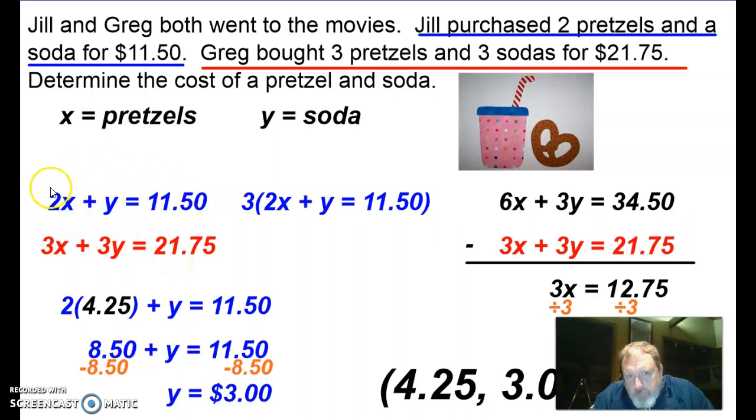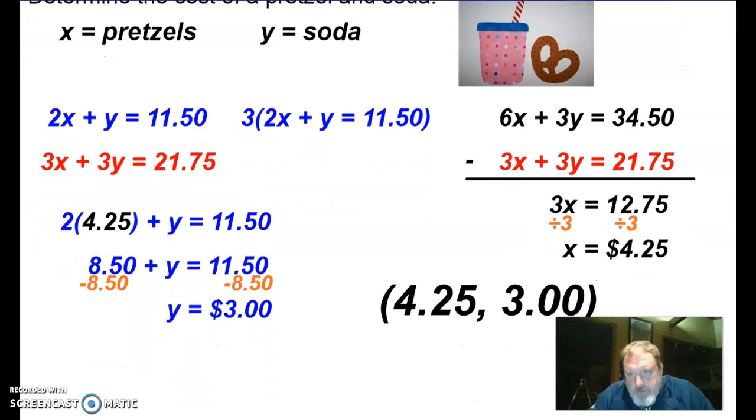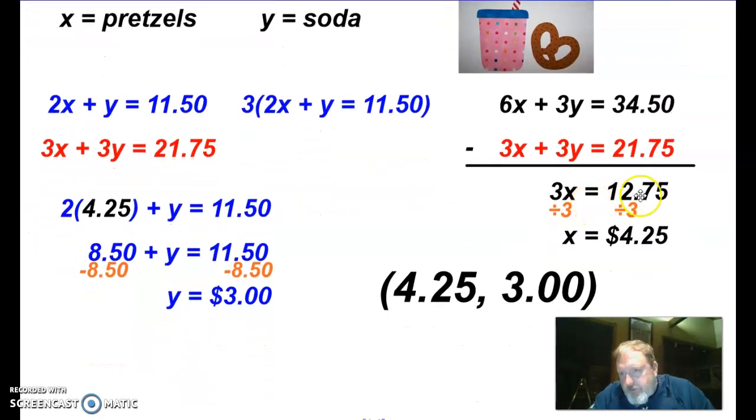I'm going to multiply this top equation by 3. That'll cancel out the y's here. So I multiply the top one, get this result. You can see they both have 3 y's now. So we'll subtract. And 3x equals 1275. So when we divide, x is 425.